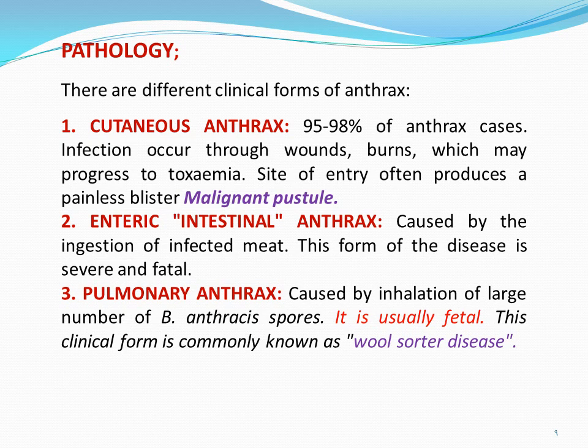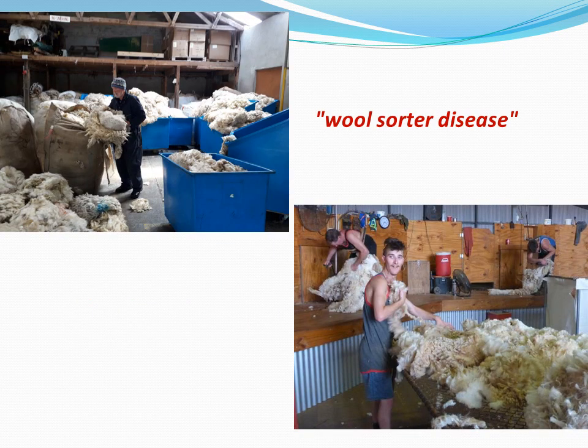The third clinical form is pulmonary anthrax. It's caused by inhalation of a large number of anthrax spores. It's usually fatal. This clinical form is also called wool sorter disease, affecting wool shearers, workers, or farmers. Look at these pictures. Wool sorter disease.